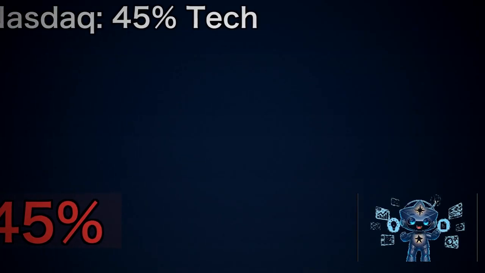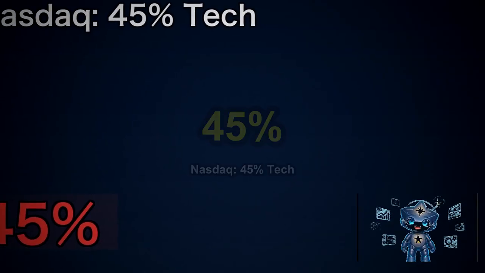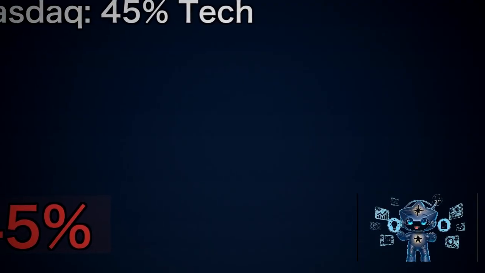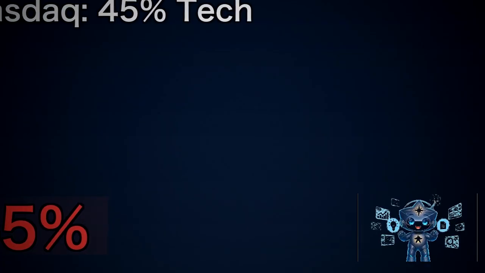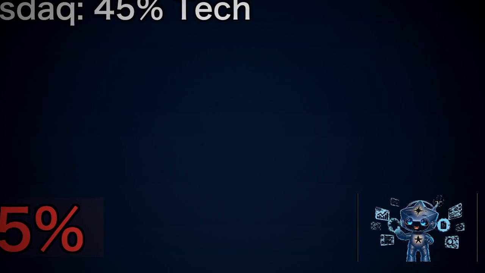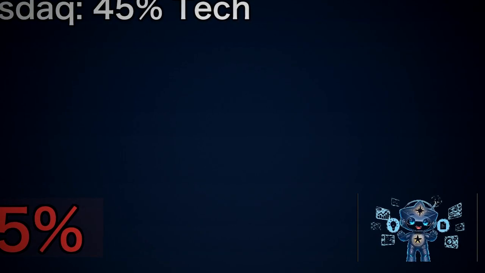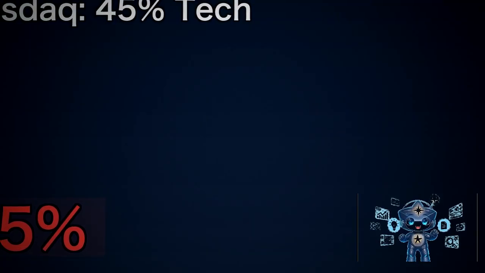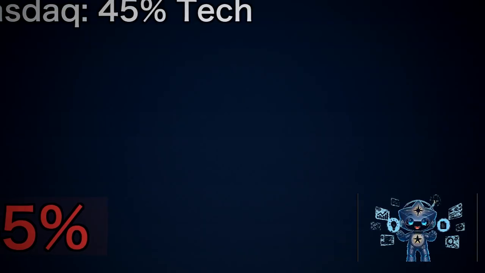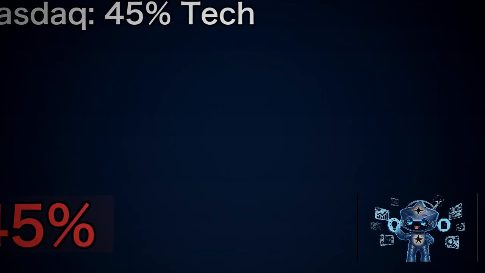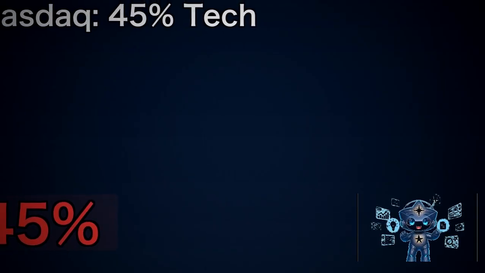The S&P 500? Much broader. Technology is still the largest sector, but it's only about 28%. You've got healthcare, financials, consumer goods, energy, industrials, 11 sectors in total. It's diversified by design. Now here's what you notice first when you track both indexes. Nasdaq moves faster. When tech rallies, Nasdaq rockets. When tech sells off, Nasdaq bleeds harder. The swings are bigger. The S&P 500 moves more slowly. The gains are smaller on good days, but so are the losses on bad days.